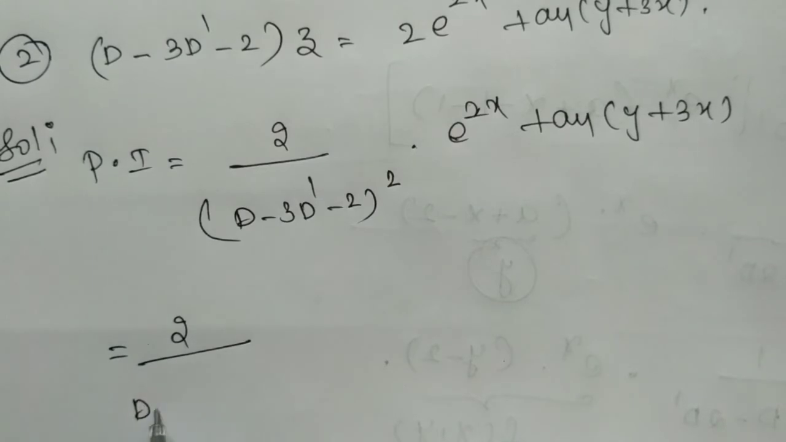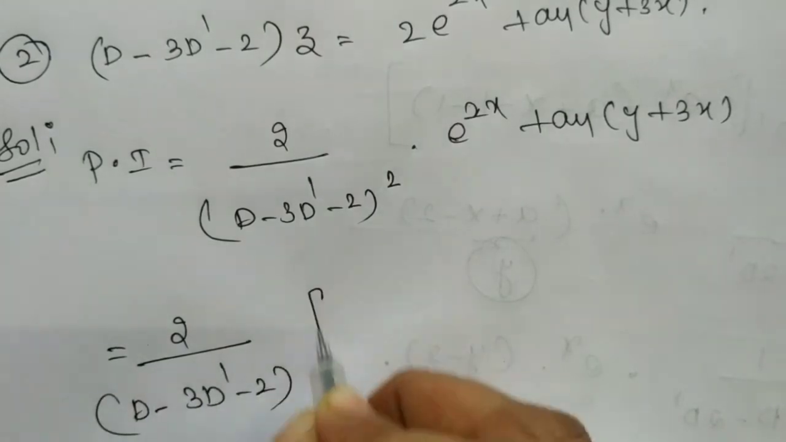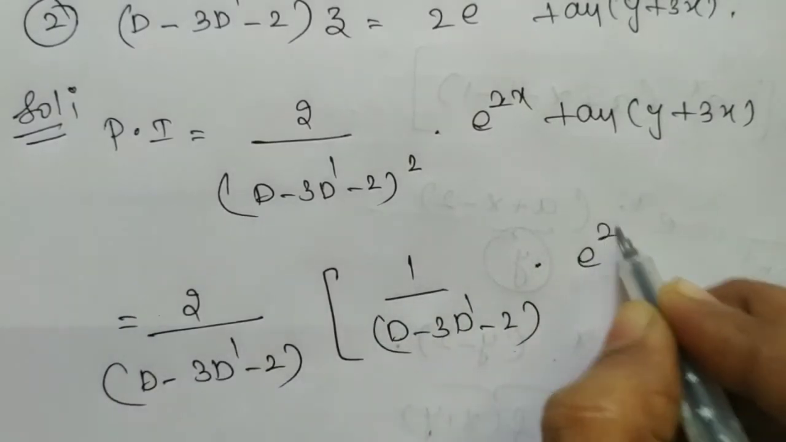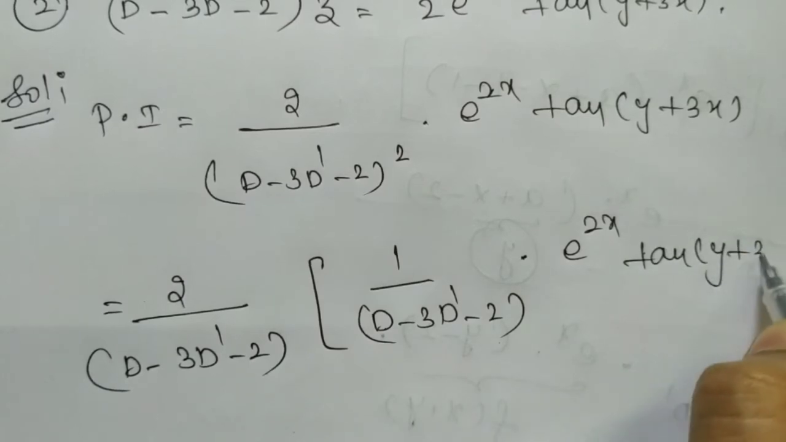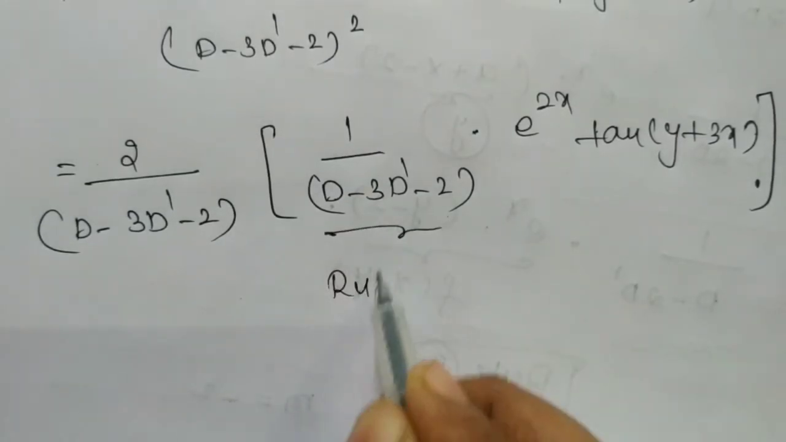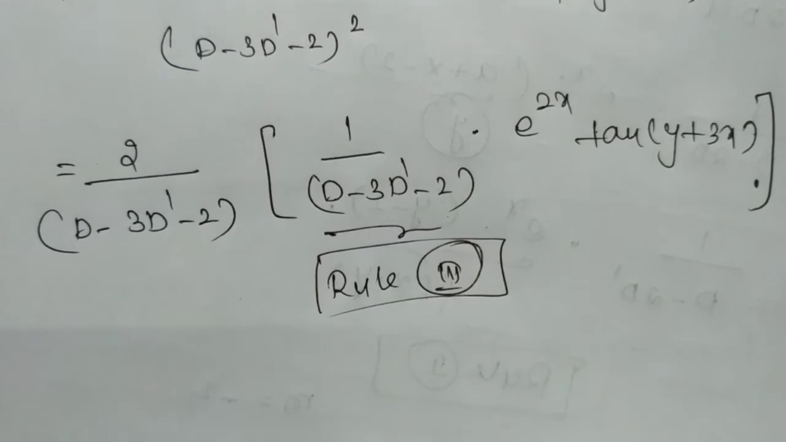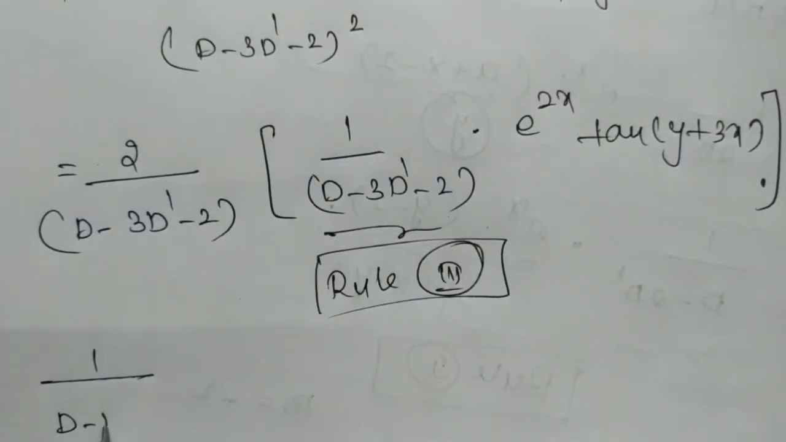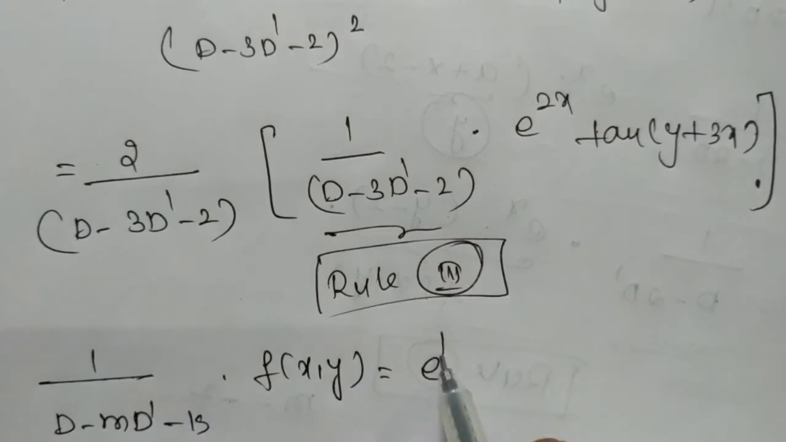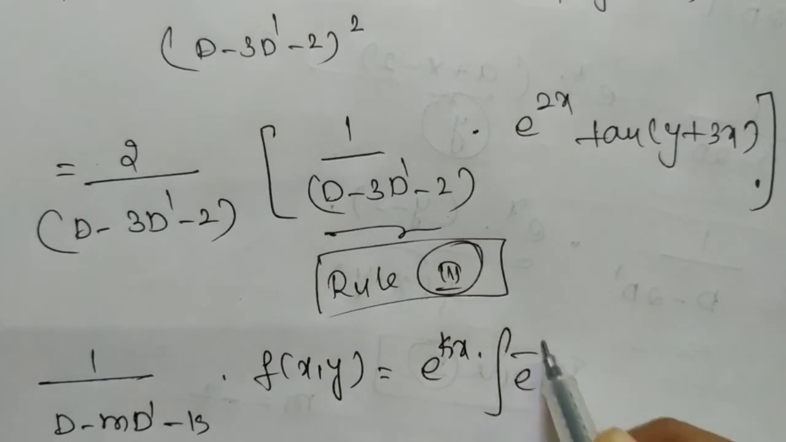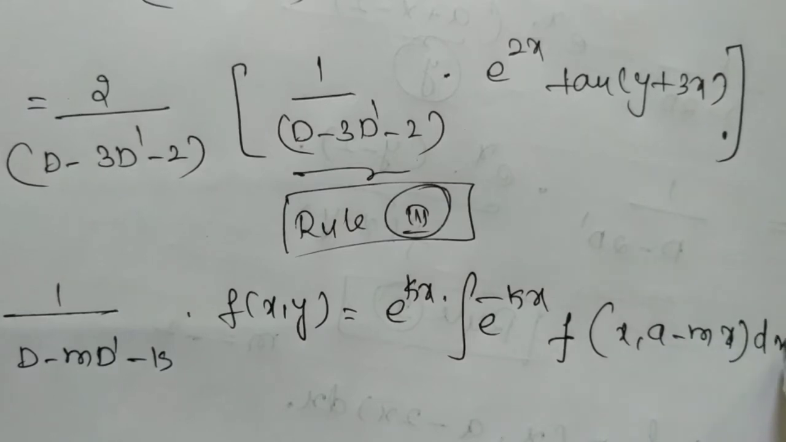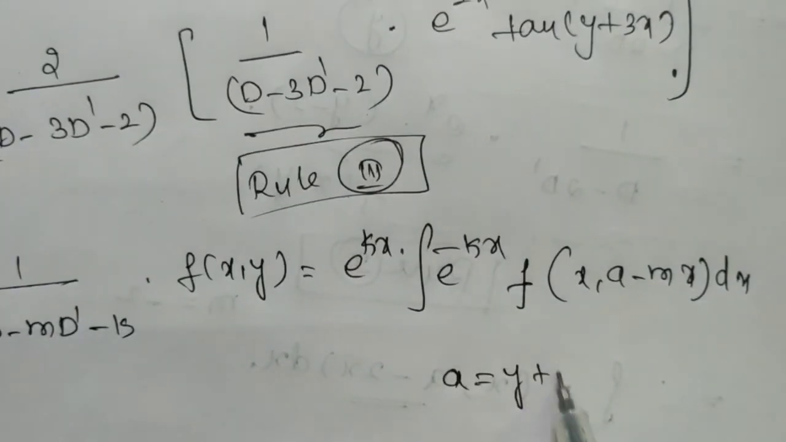So here 2 by D minus 3D dash minus 2 into 1 by D minus 3D dash minus 2 into e power 2x into tan of y plus 3x. So this belongs to rule 3. So rule 3 is 1 by D minus mD dash minus k into f of x comma y equal to e power kx into integration of e power minus kx into f of x comma a minus mx into dx. So here again a equal to y plus mx.